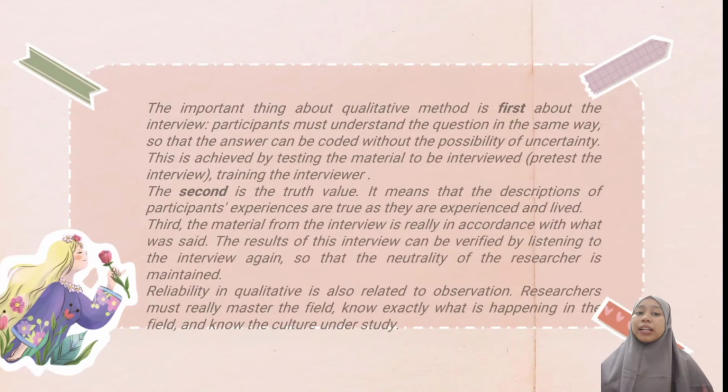The important thing about qualitative method is first about the interview. Participants must understand the question in the same way so that the answer can be coded without the possibility of uncertainty. The second is the truth value. It means that the description of participant experiences is true as they are experienced and lived. And the last is the material from the interview is really in accordance with what was said. The result of this interview can be verified by listening to the interview again so that the neutrality of the researcher is maintained.